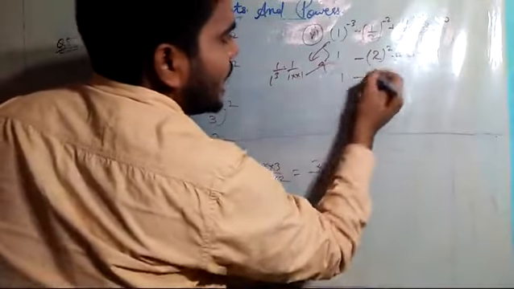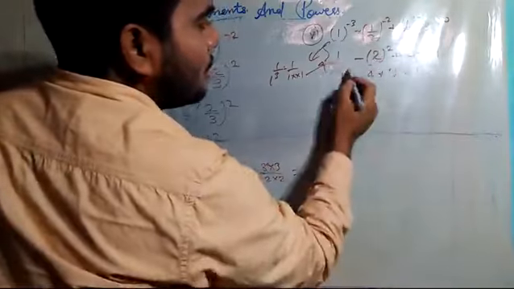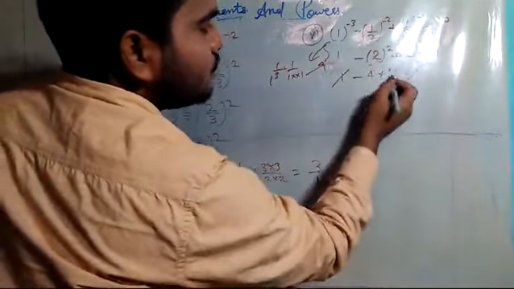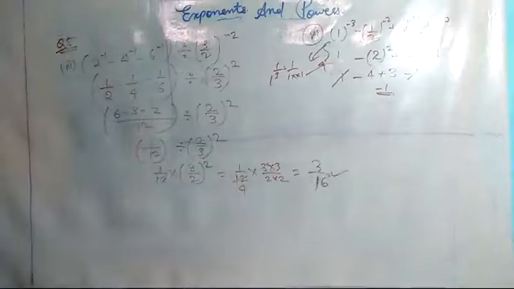Now you see, 1 minus 2 raised power 2 means 4, plus 3 minus 1 plus 1, minus 1 cancel. Minus 4 plus 3 will be equal to minus 1. This is your answer. I hope it is.